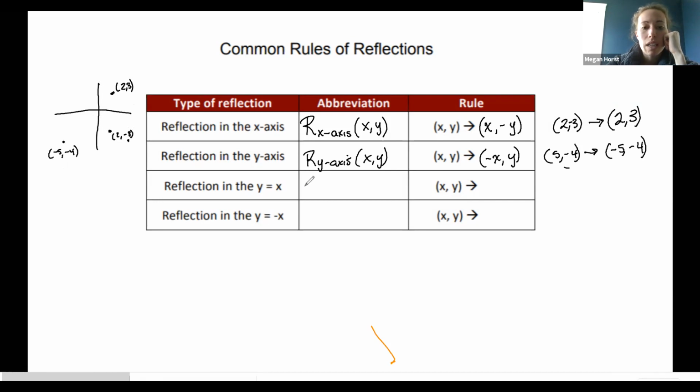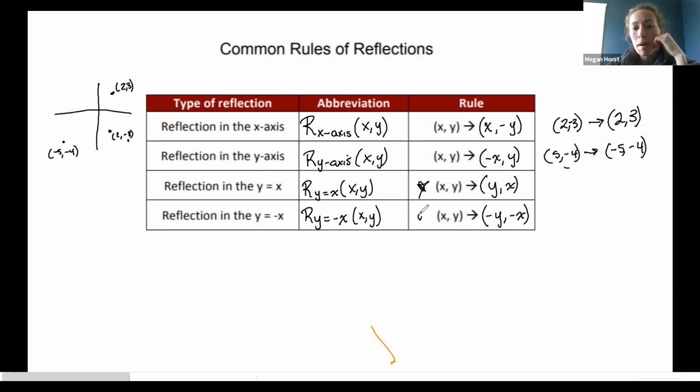A reflection over y equals x. We would say r of y equals x of xy. And because in this instance our x and our y are equal to each other, when we reflect over this line, all you're doing is swapping them. So xy would become yx. And if we're reflecting over the line y equals negative x, now we're swapping and negating. So we're going to have a negative y, negative x.